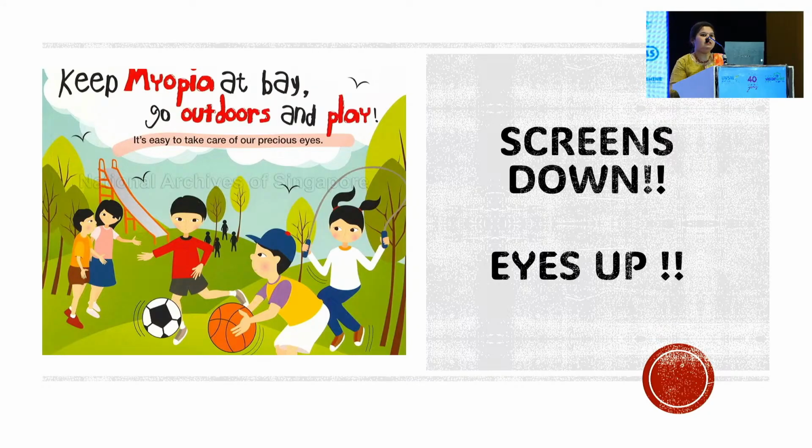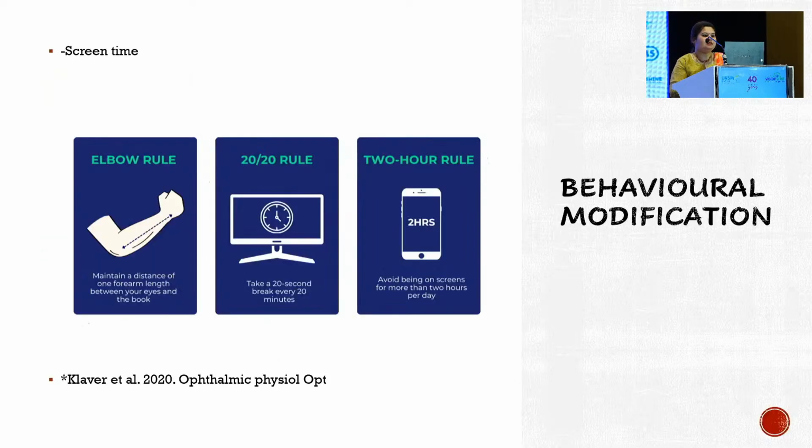behavioral modifications. So the most important thing is screens down, eyes up. High intensity light triggers the release of retinal dopamine, which acts as an ocular growth inhibitor and inhibits myopic development. Other behavioral modifications would be following the elbow rule, that is, the objects have to be kept at the elbow distance. We have to limit the amount of time used with the gadgets to less than 2 hours and follow the 20-20 rule.